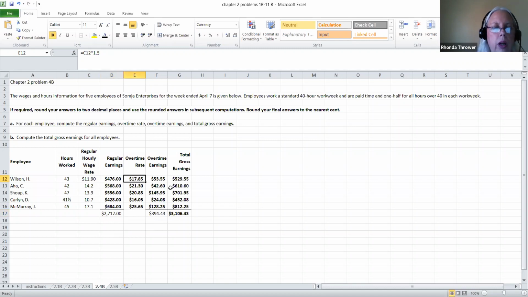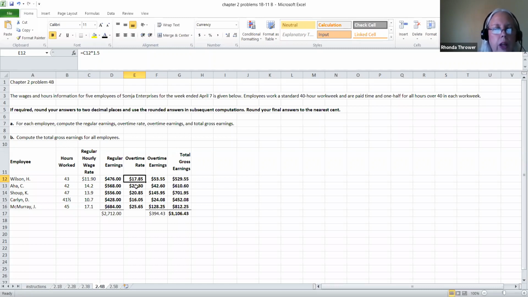What you had to figure out is the overtime earnings rate. To find the overtime earnings rate, we take the regular hourly wage rate and multiply it by 1.5. So 1.5 times $11.90 is $17.85. That's the overtime rate that we would be paying to Wilson.